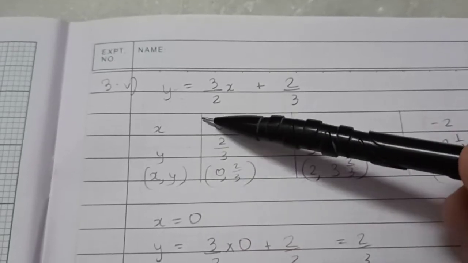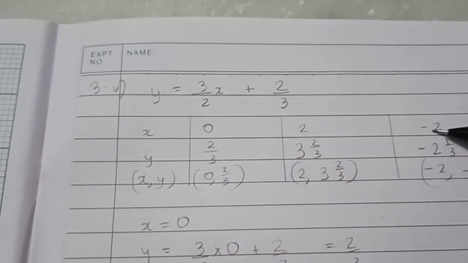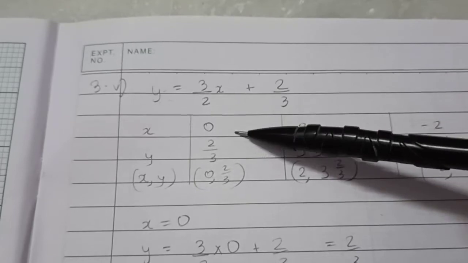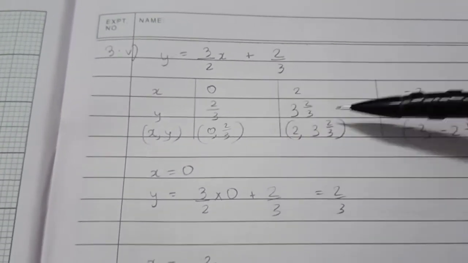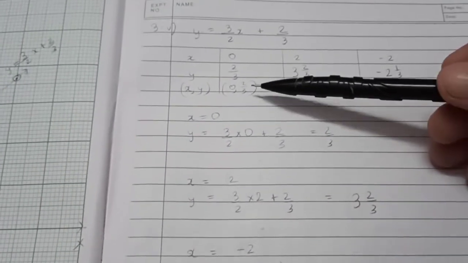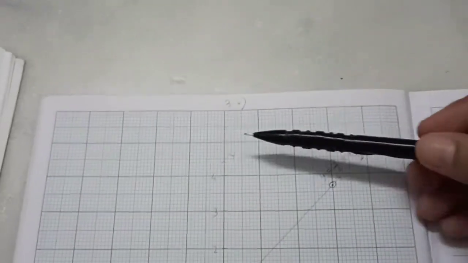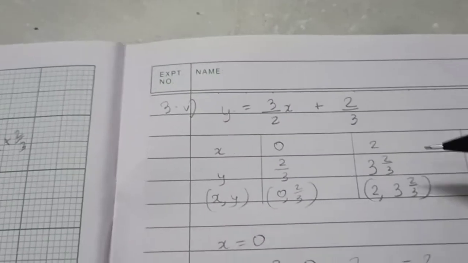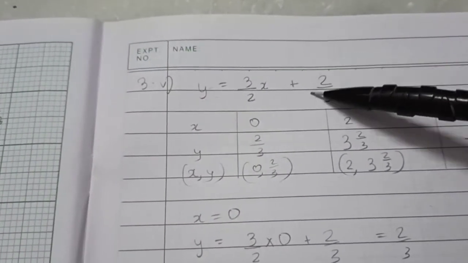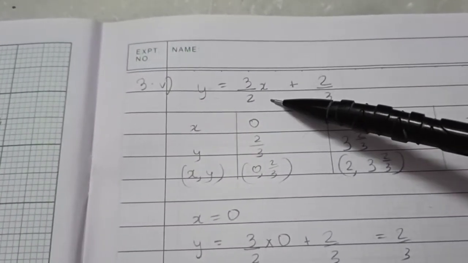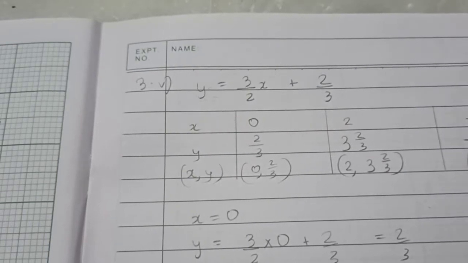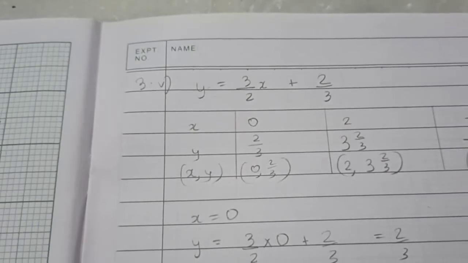We'll take various values of x. So these values we will decide, and we'll calculate to get the values of y, and then we'll plot x comma y on the graph sheet. Make sure you write the question number here. Now what is interesting here is, since this is a fraction, no matter what value of x we take, y's value will also be in fraction. It will be a decimal value.